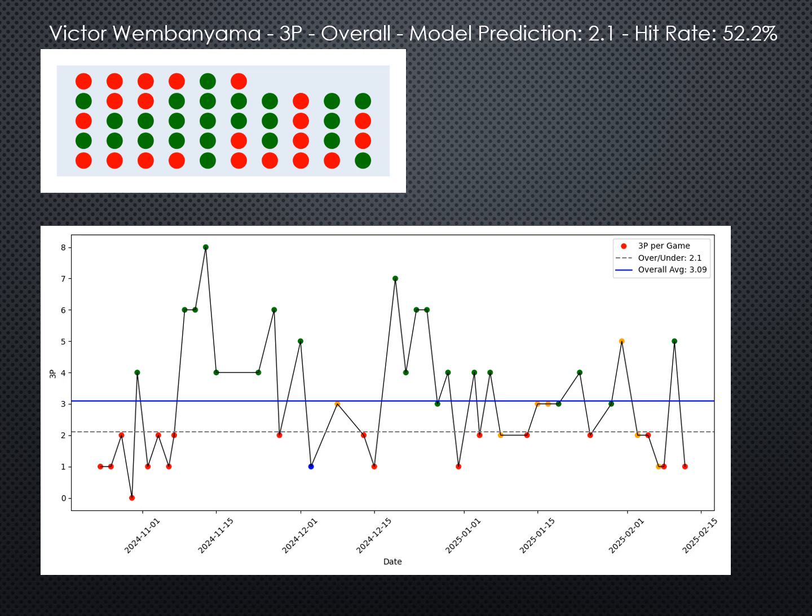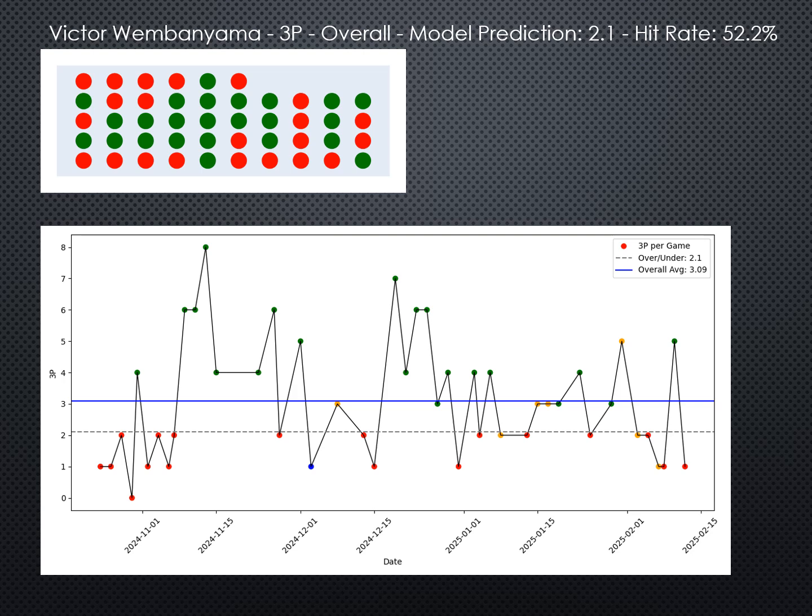All right, we have made it to San Antonio and Wemby. First, we're going to have him with 3 pointers. It's got him at 2.1. That 52.2% hit rate will be for 3 or better. So, over half of his games, he's hit 3 pointers. Looks like the last game he played against Phoenix, he only got 1.